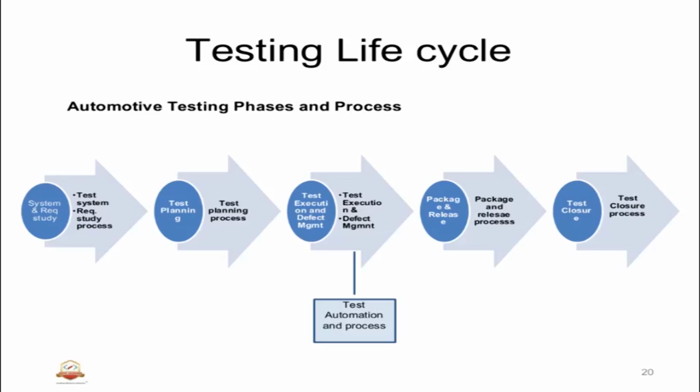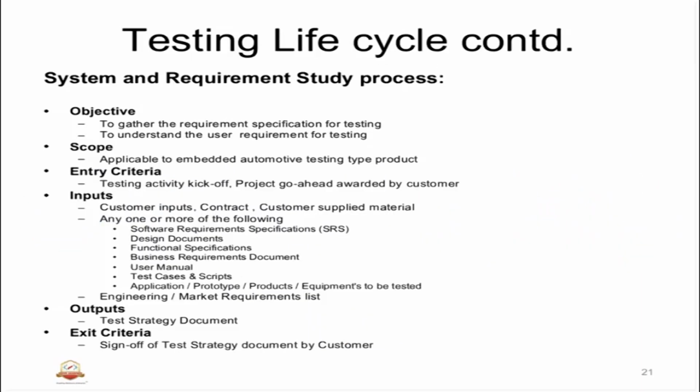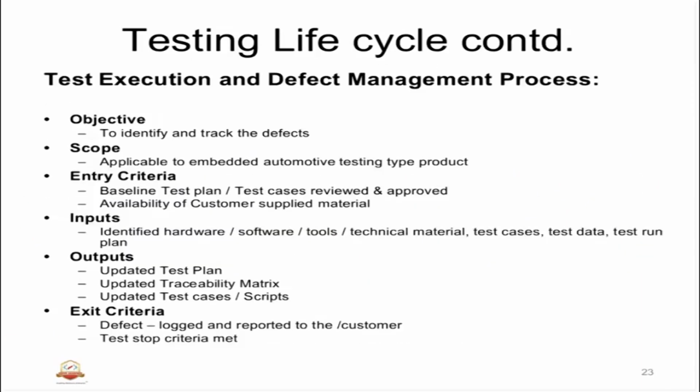So we have gone through two phases of the testing life cycle. One is system and requirement study, the other one is test planning. The next one is the most important one, that is test execution and defect management. Okay, so the test execution and defect management process has the objective to identify and track the defects. That means here basically we are going to execute.